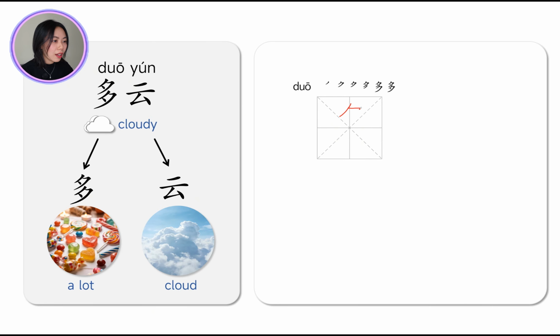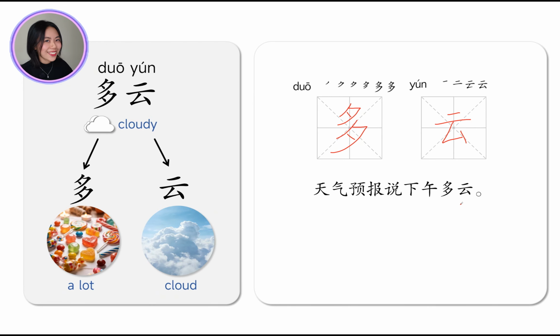一、二、三 Now you just need to copy it again, but slightly bigger. 一、二、三 Very good. 很好。And the 云一、二、三、四多云。Let's try the sentence. 天气预报说下午多云。Let's get to the translation.